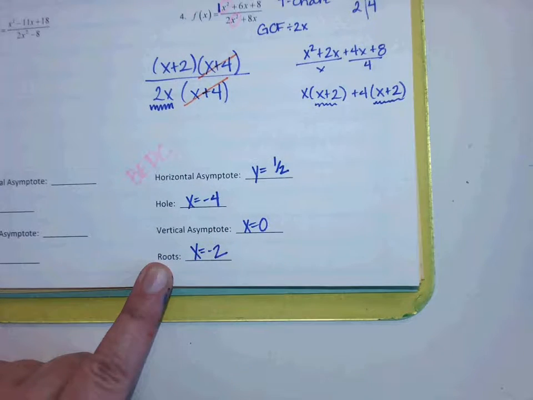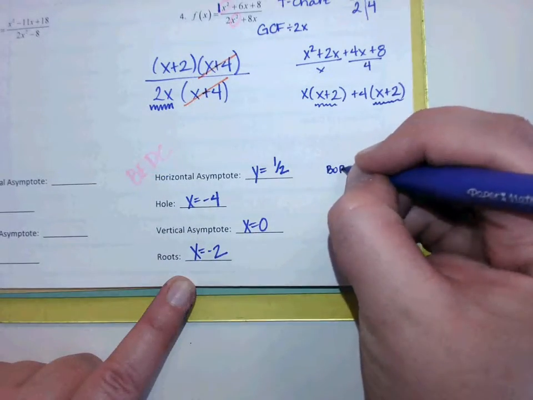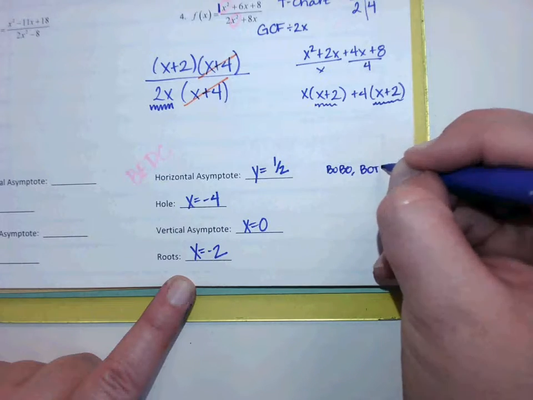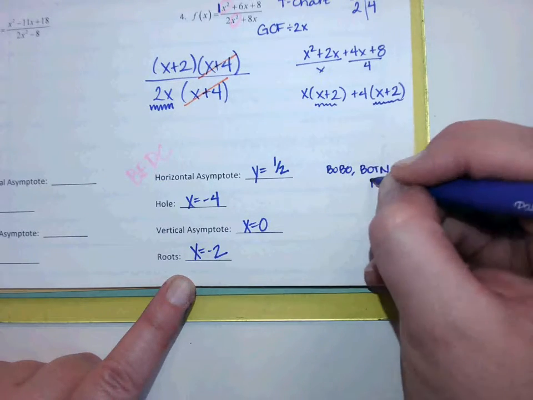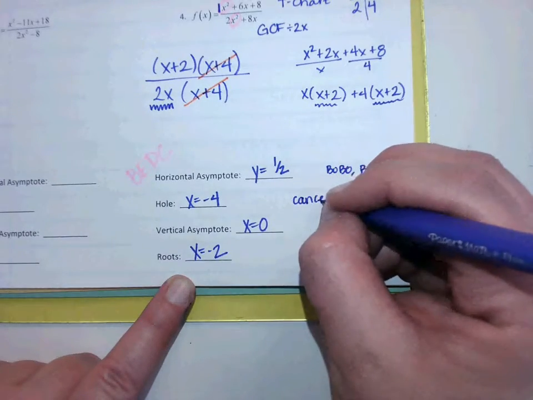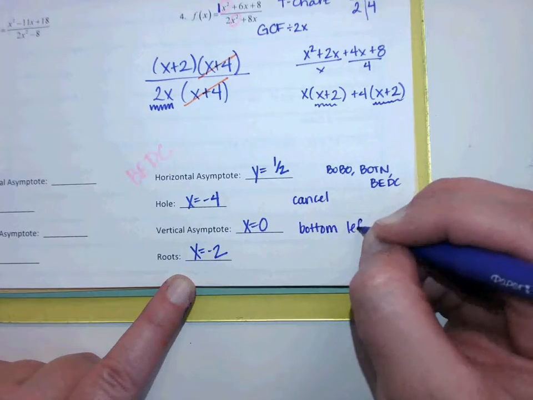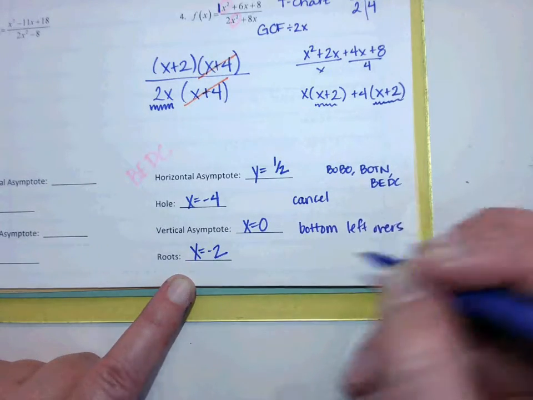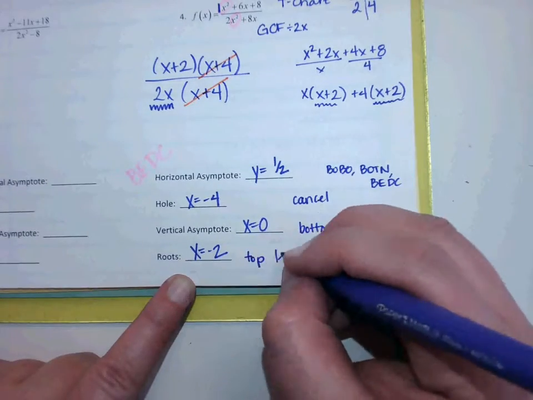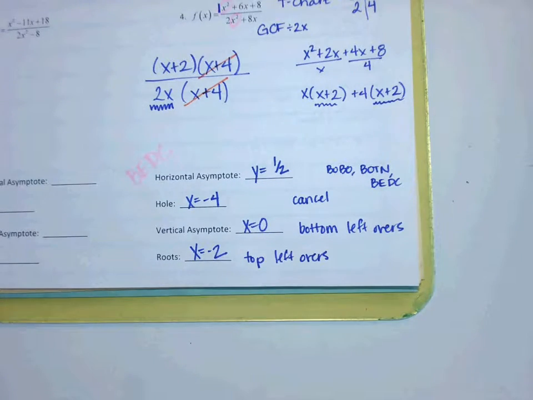Does that make sense? Okay, so I'm going to label on this one. Okay, you're doing Bobo, Botan, Betsy. These are the ones that cancel. These are the ones that are bottom leftovers. And then these are the ones that are top leftovers. That way you have it all kind of listed out on your paper what you're looking for.